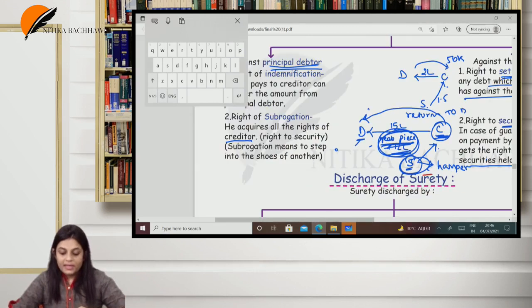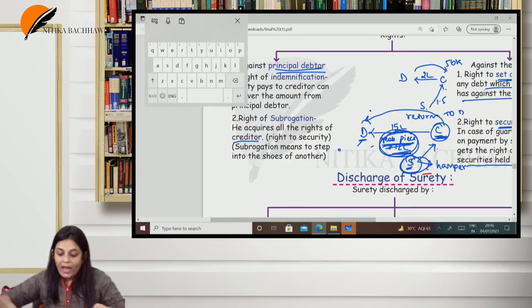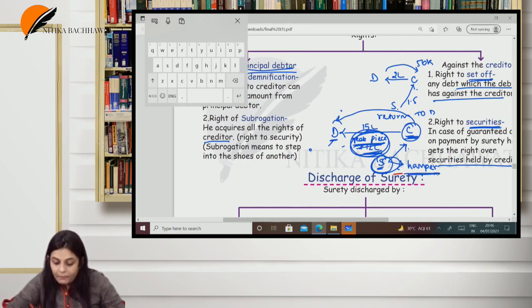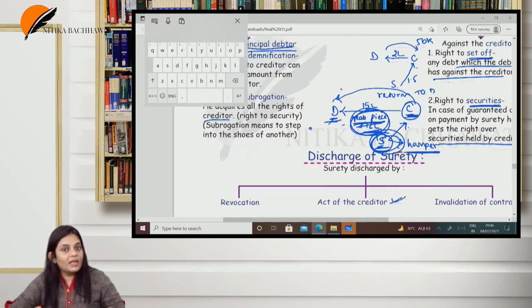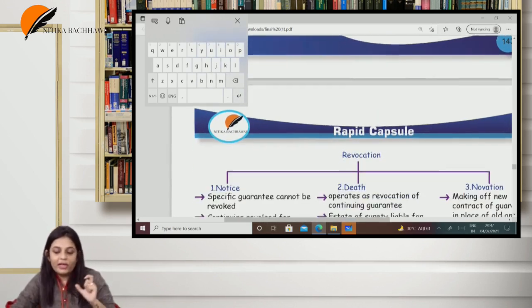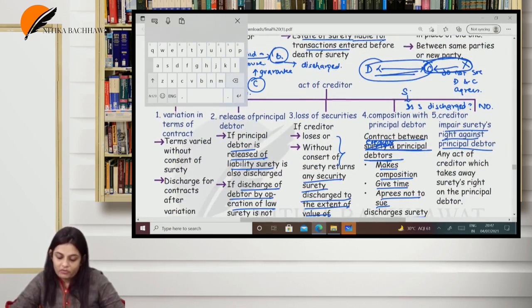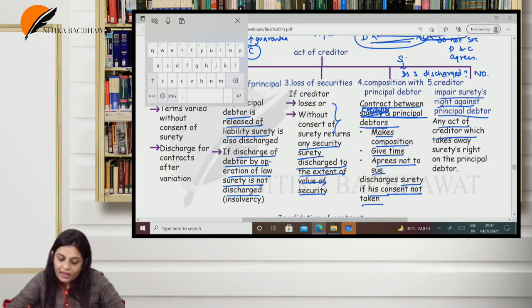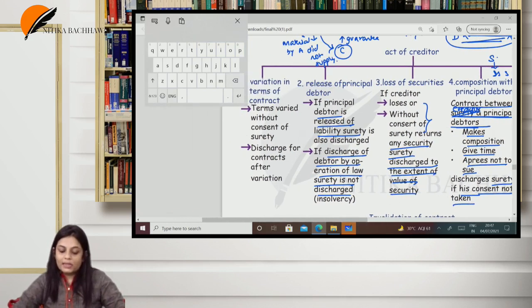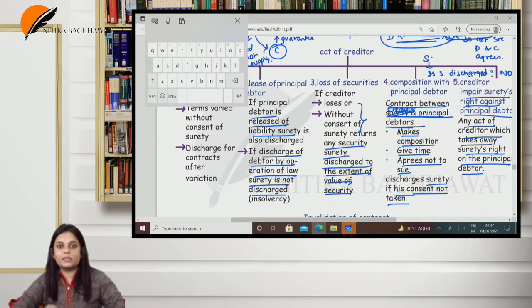Yes. So when the creditor hampers the rights of the surety over the principal debtor, the surety is discharged to that extent. As you can see, these are overlapping provisions to some extent. So any act of the creditor which takes away the surety's rights on the principal debtor shall discharge the surety to that extent. I hope it's clear to everyone. For practical questions, this topic is a little important.